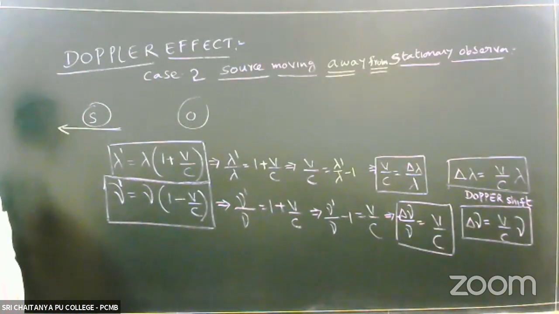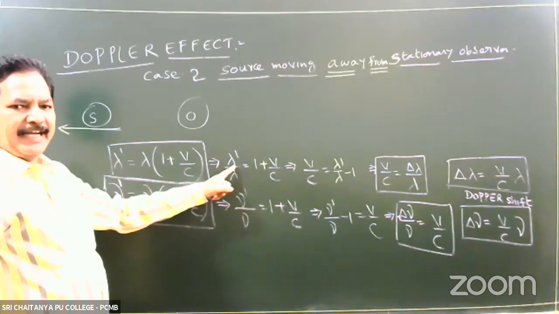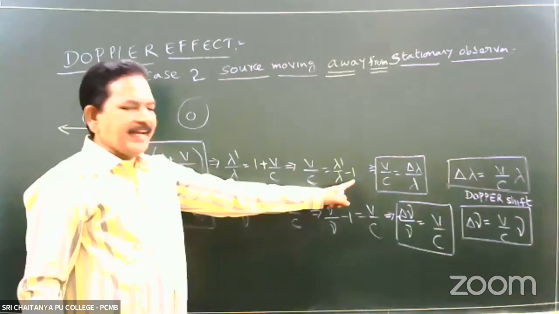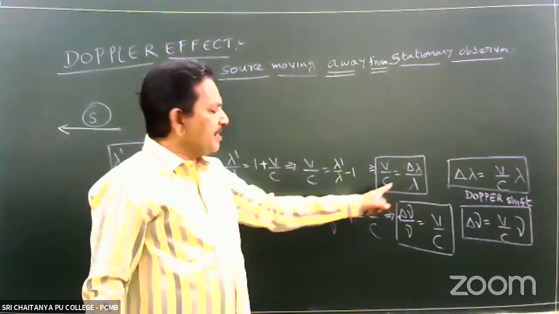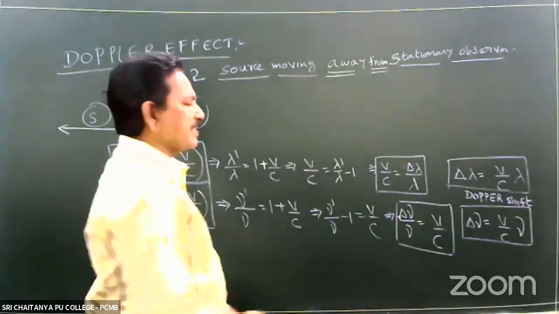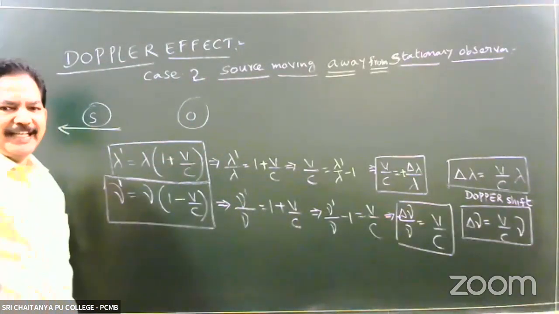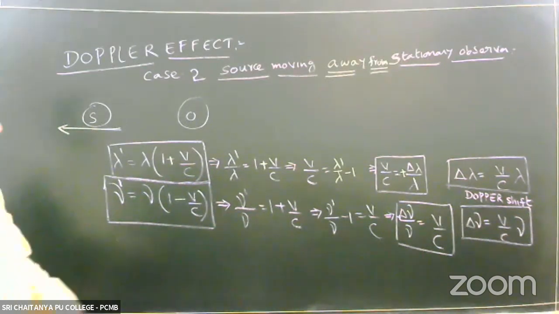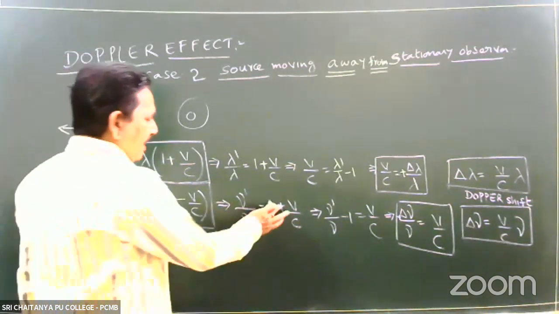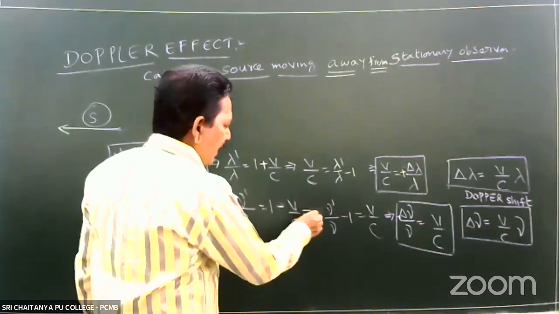Because of increase in wavelength, this 1 comes to this side. It becomes minus. Lambda dash by lambda minus 1 is equal to V by C. Delta lambda by lambda is equal to V by C. We'll get plus sign, that's all. What indicates plus sign? The wavelength increases due to the motion of the source away from the observer. Here, this is minus.